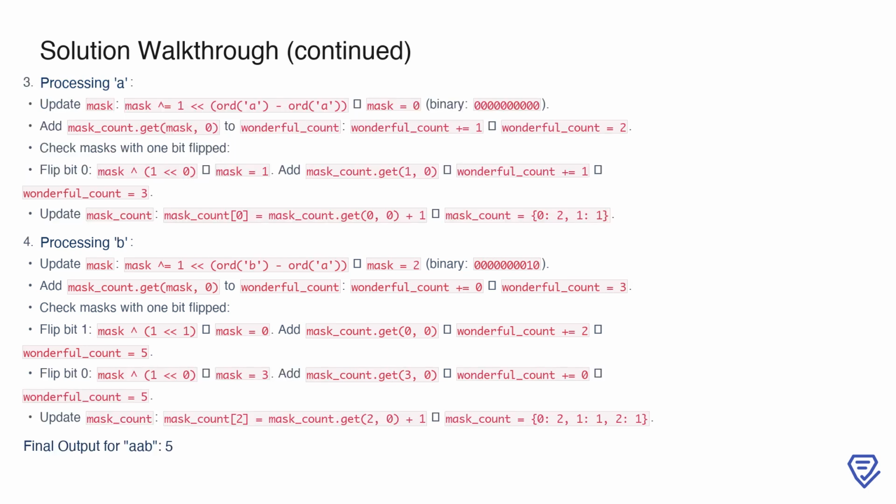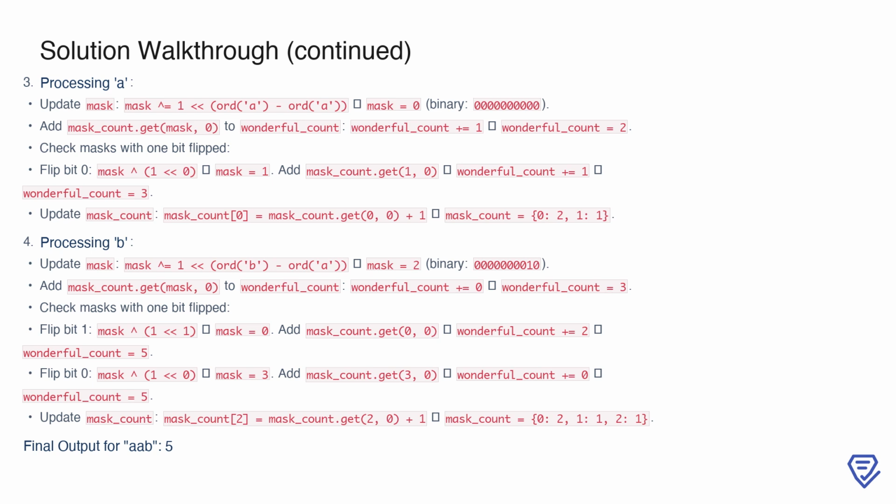Next, we process the second character, another a. Flipping the bit for a again toggles the mask back to 0, as flipping a bit twice returns it to its original state. This mask has been seen before, so we add the count for mask 0 from mask_count, which is 1, to wonderful_count. This brings the count up to 2.